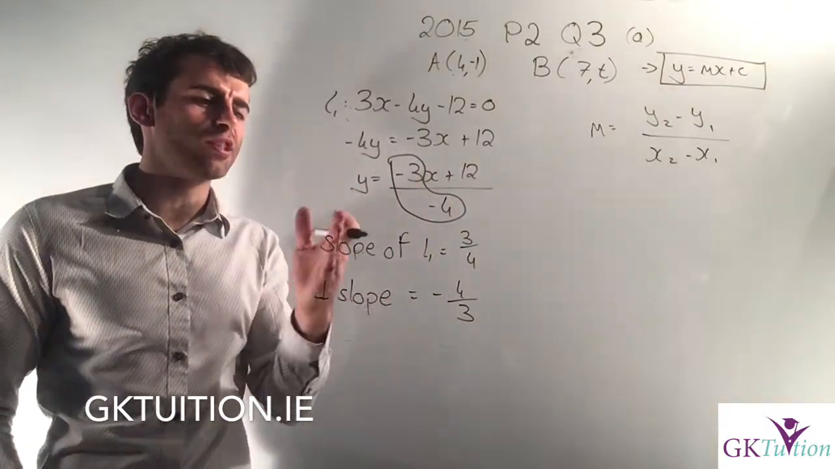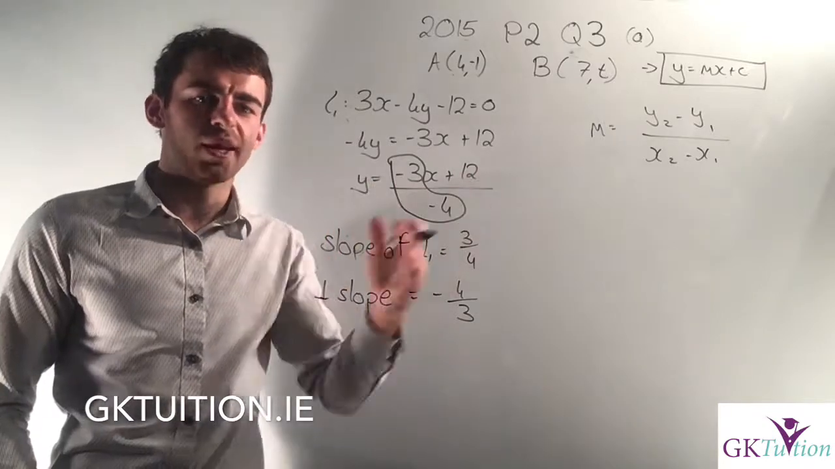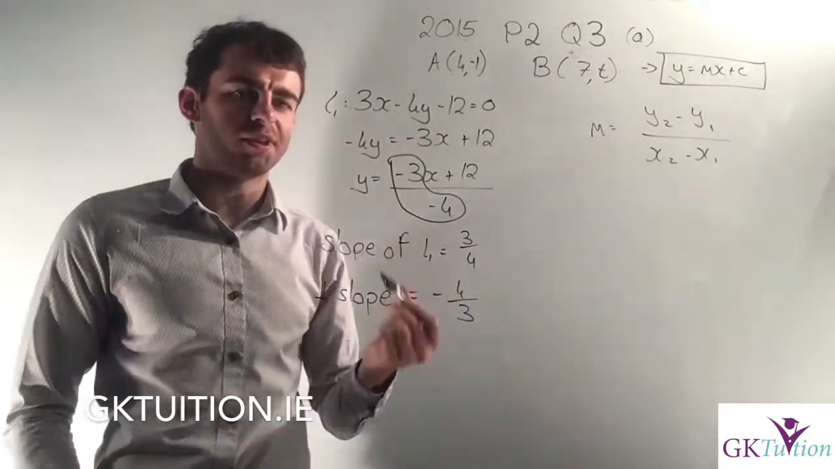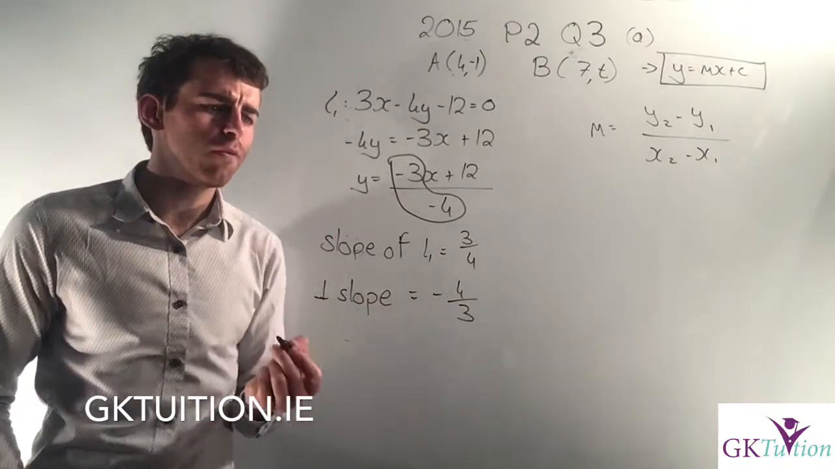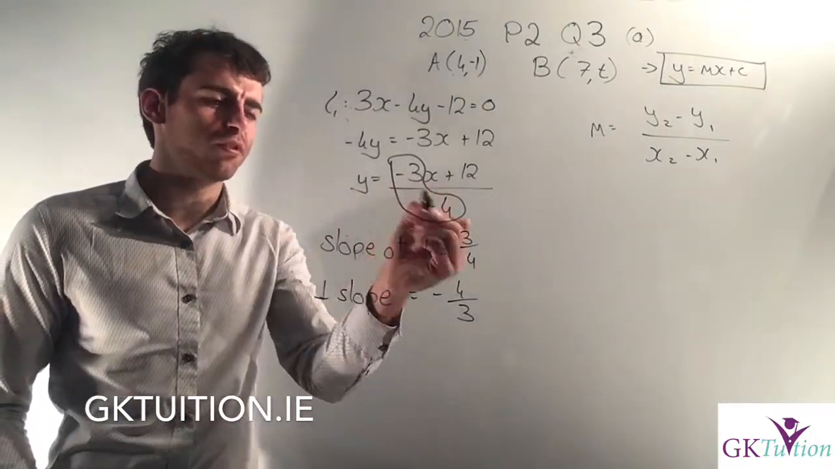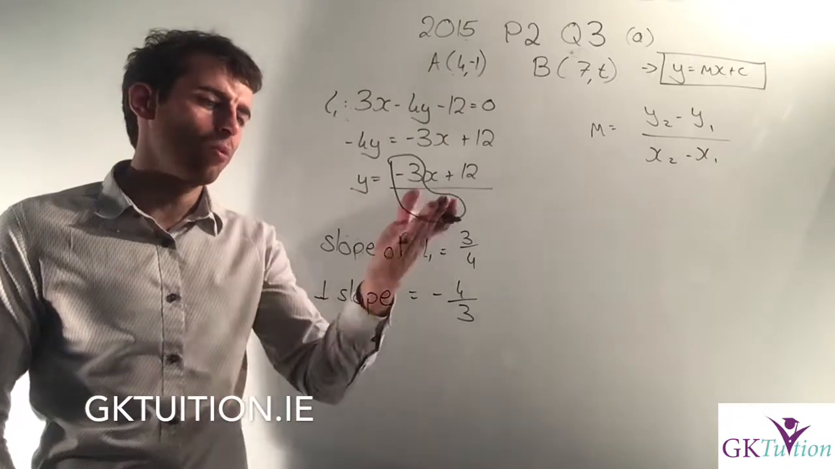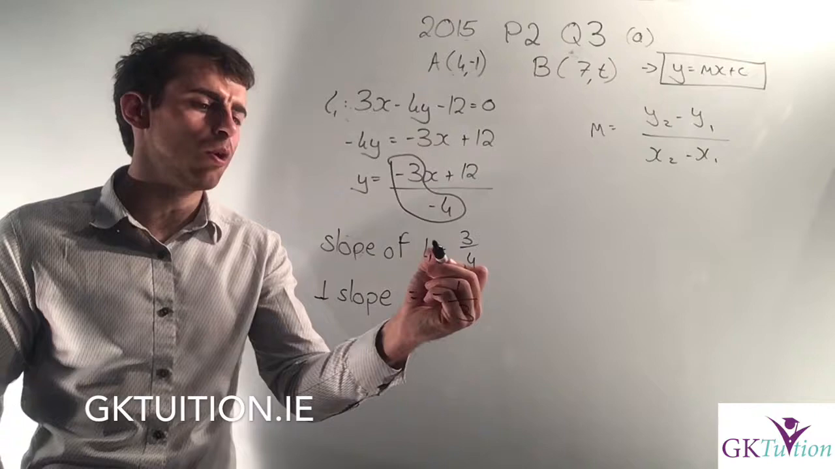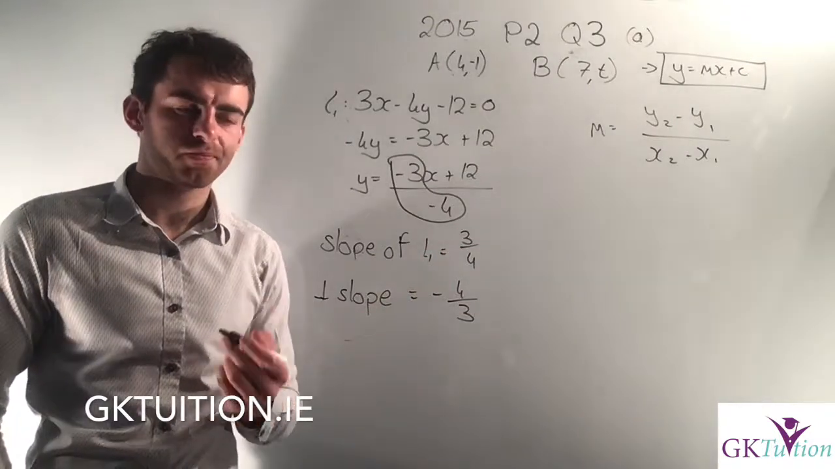So now the equation of my line is in the form y = mx + c. And in this case, the coefficient of x is my slope. The coefficient of x is -3 over -4. A minus divided by a minus gives me a plus. So the slope of L1 is just 3/4.